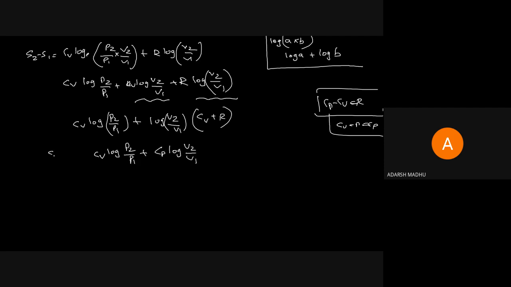Simply S2 minus S1 as this equation, in the case of CV and CP. Here this equation is the CV and CP equation. It is CV log P2 by P1 plus CP log V2 by V1. Ready? Okay.